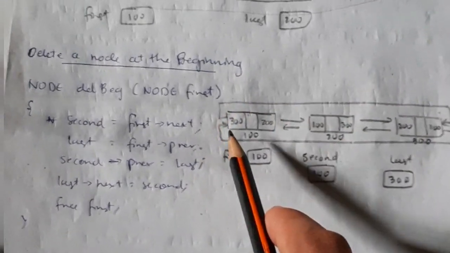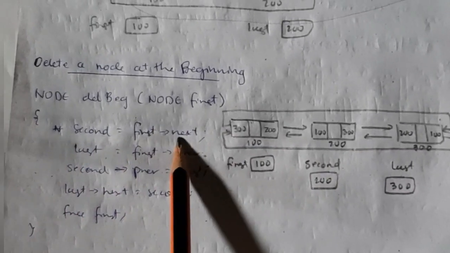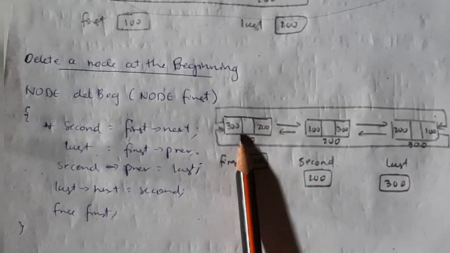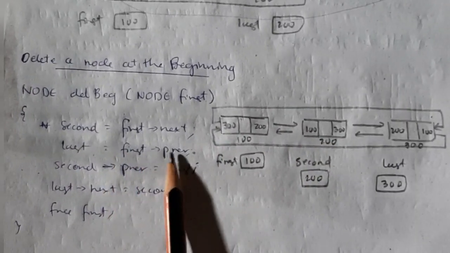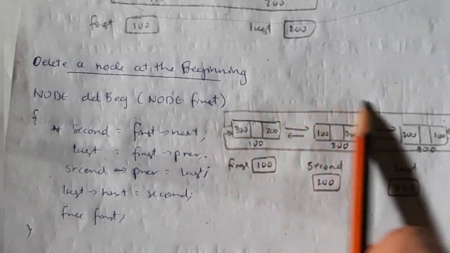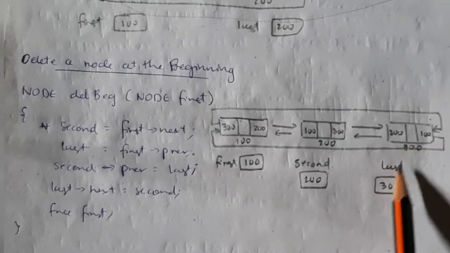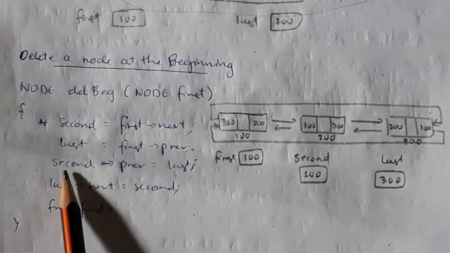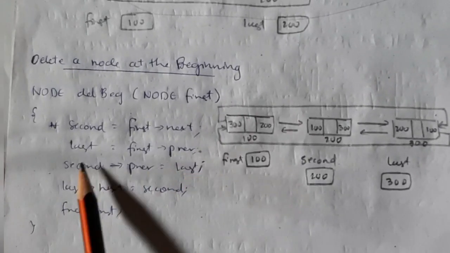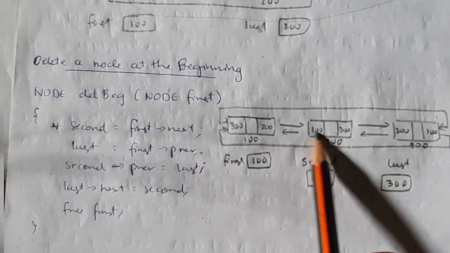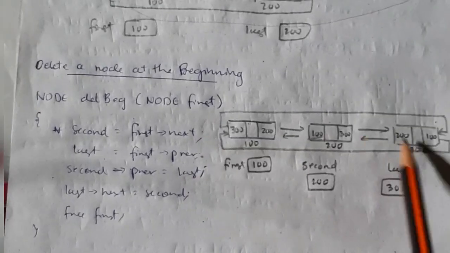Okay, what changes will happen? Second is equal to first arrow next. Okay, this is first arrow next is this, so second will be pointing to this. Last is equal to first arrow previous, first arrow previous is this one, so you will get the last location here, and last will be 300 here. Now what you have to do, second arrow previous is equal to last will be stored in second arrow previous. What is second arrow previous? This one, so last will be stored here.